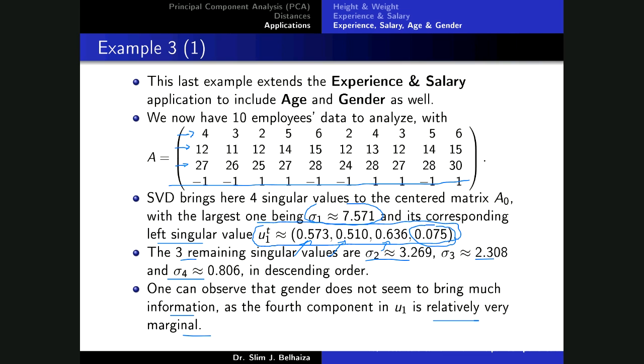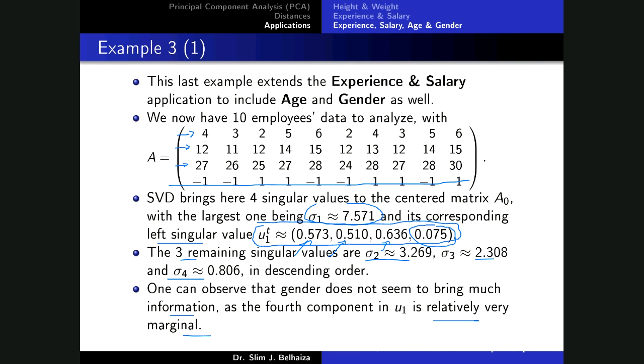Yes, Firas. Can I obtain the same information from sigma 4? From sigma 4, no, sigma 4 is going to be different. So I can show you. No, here you saw the fourth component of the left singular vector, and you decided that the gender doesn't provide much information. So can I obtain the same? In fact, the fourth singular value?